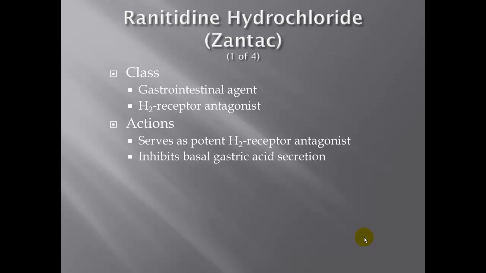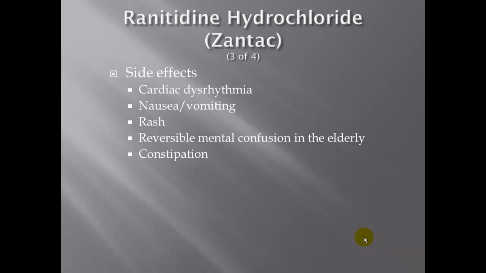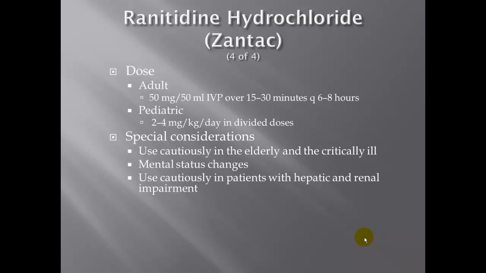Ranitidine, or Zantac. Class: gastrointestinal agent, H2 receptor antagonist. Action: serves as a potent H2 receptor antagonist, H2 blocker. Inhibits basal gastric acid secretions. Indications: ulcer prophylaxis and GI bleeding. Contraindications: allergy to ranitidine or its derivatives. Side effects: cardiac dysrhythmias can actually occur. Varying versions of cardiac dysrhythmias have been noted with Zantac, including PVCs. Also nausea and vomiting, rash, reversible mental confusion in the elderly, and constipation. Kind of slows things down.